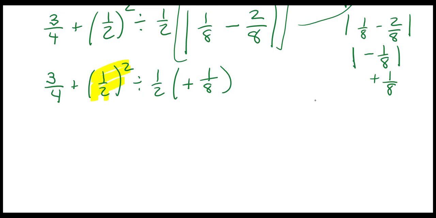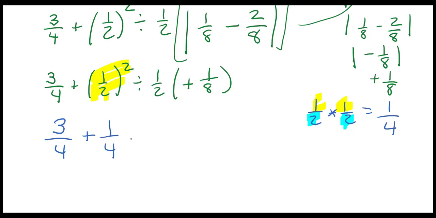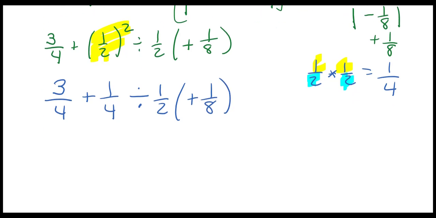So 1/2 times 1/2, so we multiply what's on the top, and you multiply what's on the bottom. And I'm just doing this on the side, so it doesn't become a really long process, but you can always do however you like. But I will run out of room if I continue to write it all out below. 1 times 1 is 1, 2 times 2 is 4. So we have 3/4 plus 1/4 divided by 1/2, and then we have 1/8. And we're going to multiply that together.